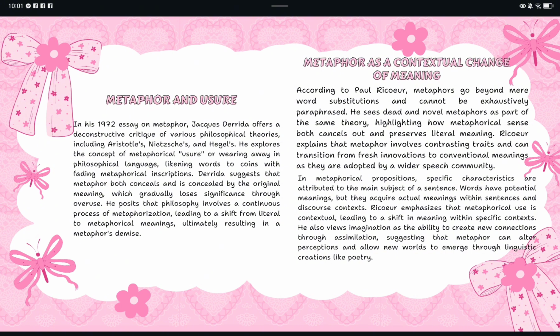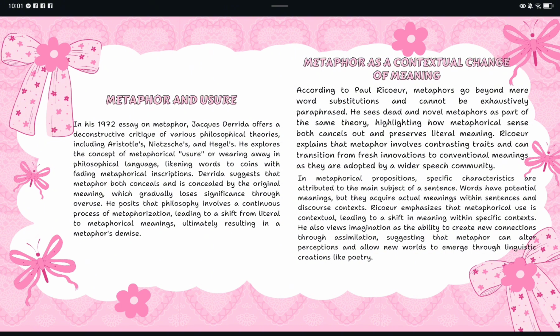For example, consider the word head, as it relates to the human body. Originally, head referred to the physical part of the body containing the brain. However, through metaphorical usage, head has also come to represent the seat of intelligence, leadership, or even a specific item or topic. So, the head of the table, the head of the department also. So, the original literal meaning of head is still present, but it has been overshadowed by the metaphorical meanings that have become integrated into the word's usage.